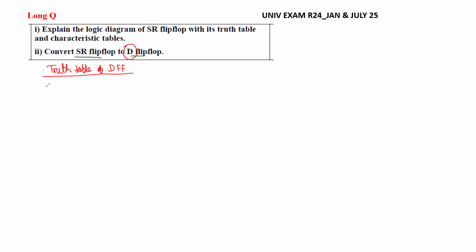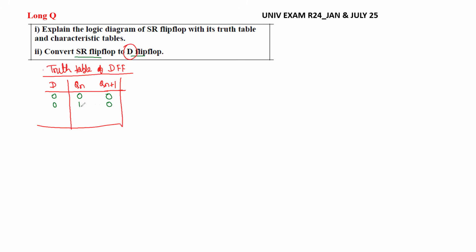So D flip-flop here, D is the input, Qn is the present state, Qn plus 1 is the next state. Here you see what possibilities you are going to get. Now we will take different combinations. Suppose D is 0 and Qn is also 0, so Qn plus 1 will be 0. D is 0, Qn is 1, Qn plus 1 will still be 0.